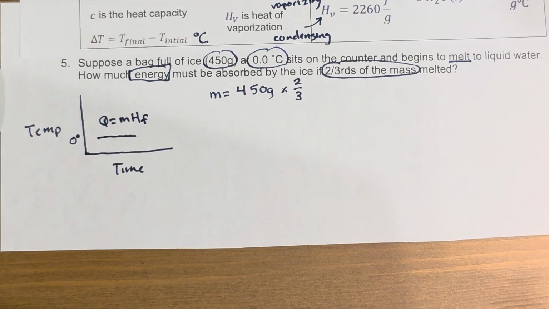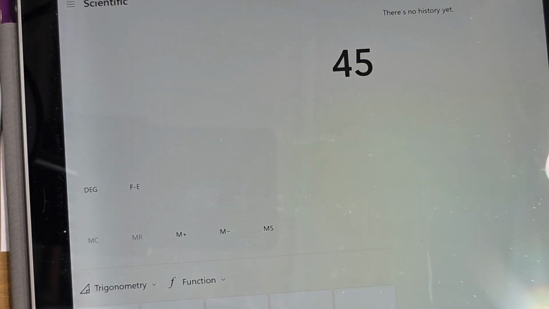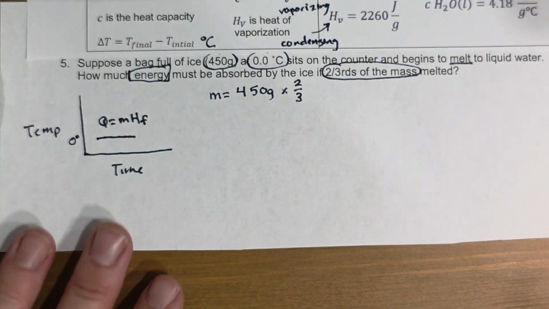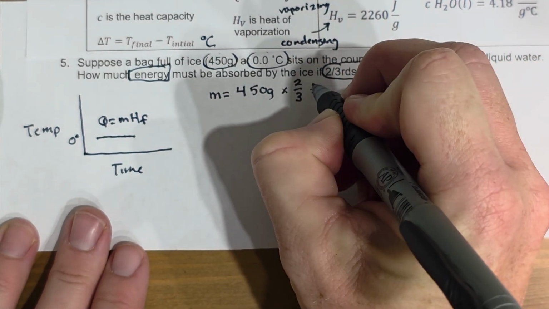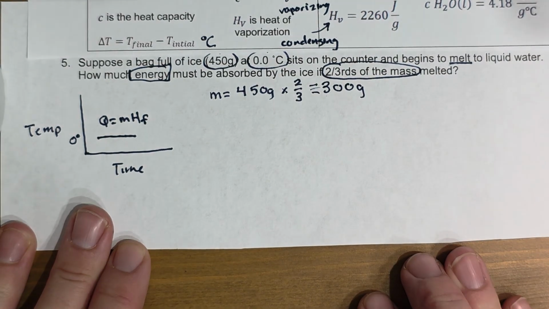I need to make this into scientific calculator. So I want 450 times 2/3 equals 300. So the mass I want to use for this is going to be 300 grams.